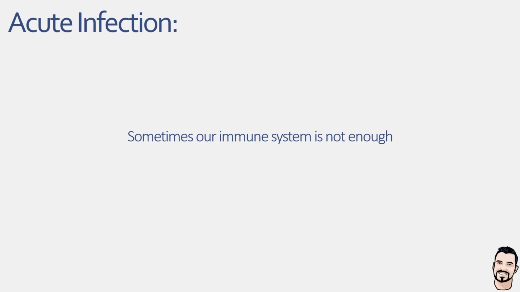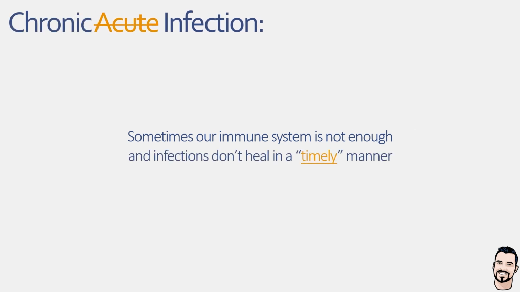But sometimes things don't resolve the way they should. If a pathogen manages to evade the immune system by hiding within tissues, forming biofilms, or adapting to its environment, the infection can linger. And this is what we call a chronic infection, one that persists for months or even years, causing ongoing inflammation and long-term health impacts.